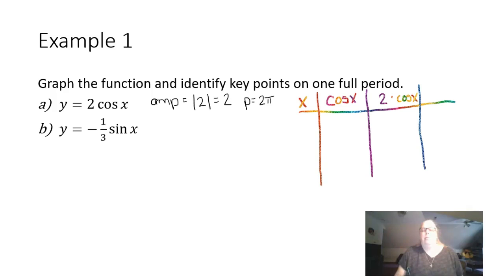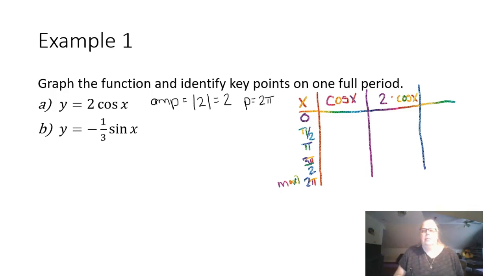All right, the zeros on the cosine curve happen at pi over 2 and 3 pi over 2. And then the maximums occur at 0 and 2 pi, and the minimum occurs at pi. So these are our 5 key points right here.